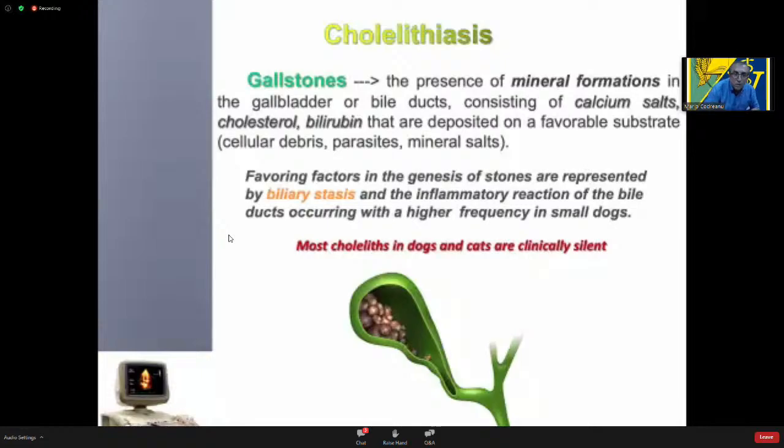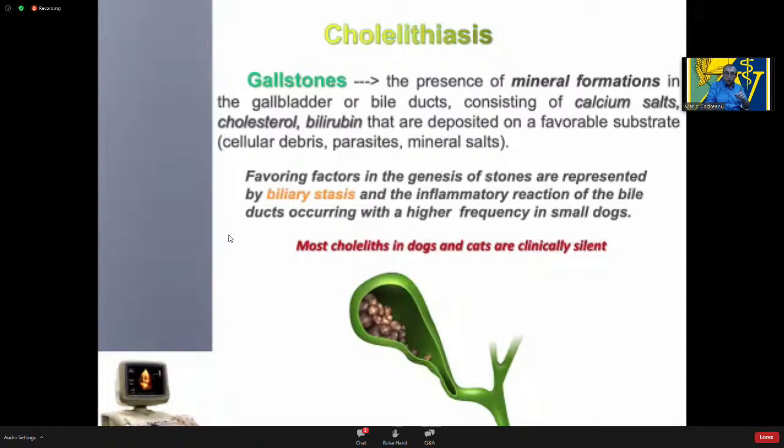It's important to notice and to understand that the main factors favoring the appearance of gallstones, of cholelithiasis, are stagnation, the biliary stasis, and in addition to this, the inflammatory reaction of the bile duct wall, of course, occurring with a higher frequency in dogs, and especially in small breed dogs.